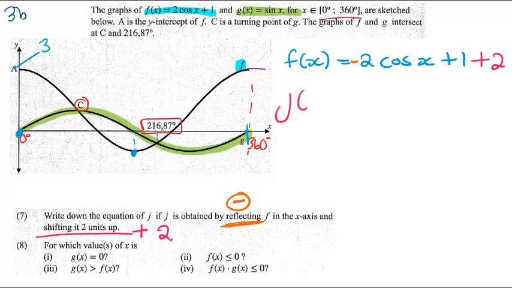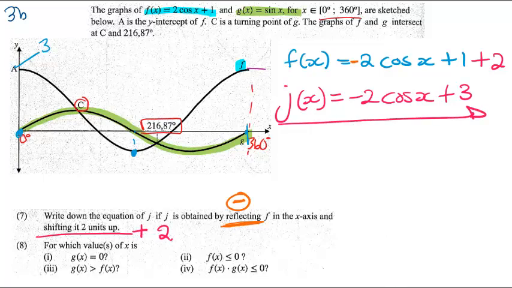Which means now I've got a new equation. I have j of x is equal to -2 cos x, 1 + 2 is +3. And that is the answer to this question. The j of x is -2 cos x plus 3.